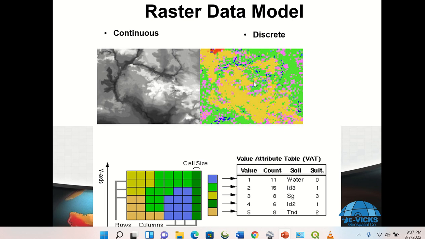While the discrete shows the extent of different features on the image. Like we have red here, we have yellow, we have green here, we have blue here. These are the extents in the raster. And every raster image has a combination of cells arranged vertically and horizontally, as is displayed here. So that is the raster data.